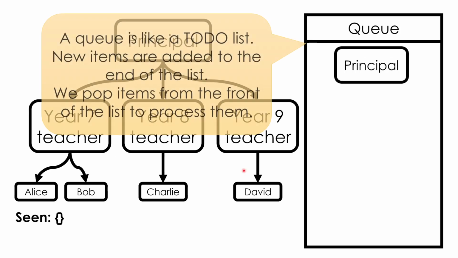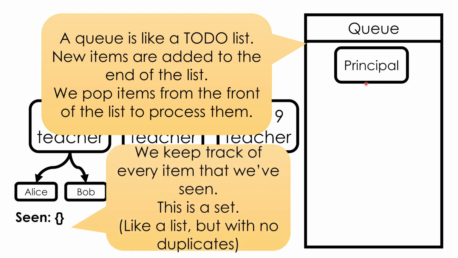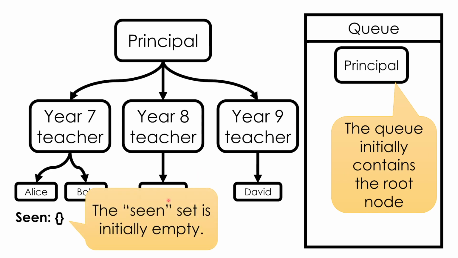The way that it works is we start with a queue. A queue is a bit like a to-do list. New items are added to the end of the list, and we pop items from the front of the list to process them. We also keep track of every item that we've seen. We will call this variable seen, and this is a set. A set is like a list, but it has no duplicates. The queue initially just contains the root node, and the seen set is initially empty.